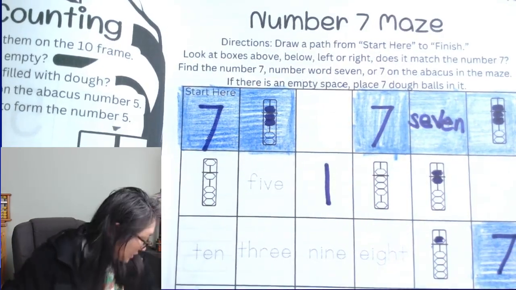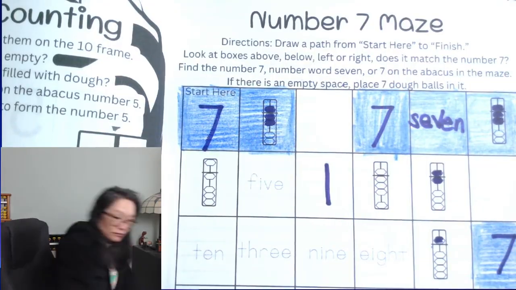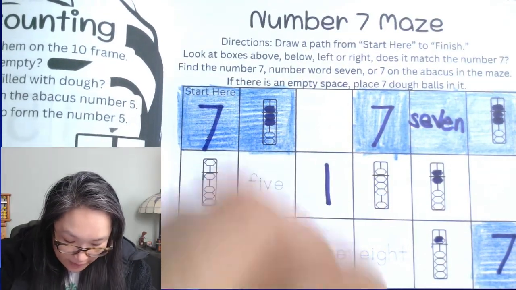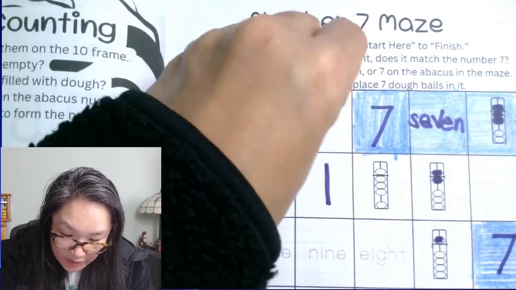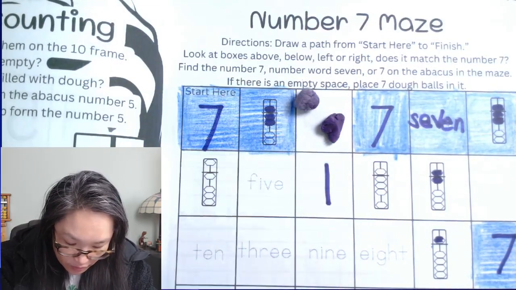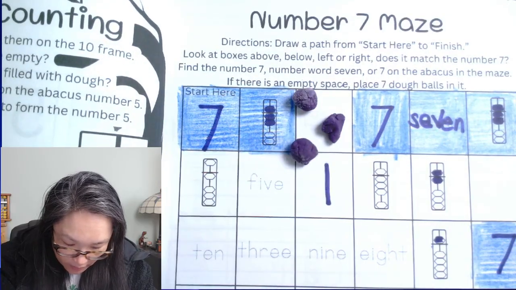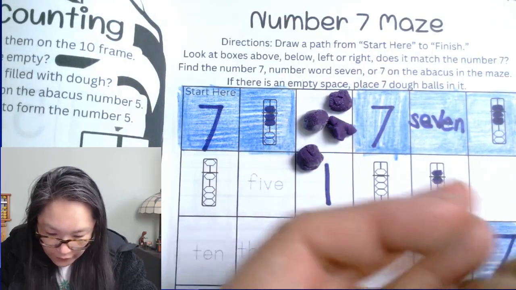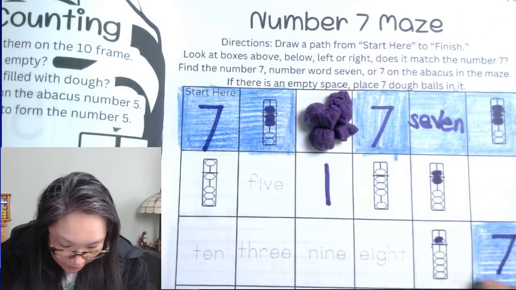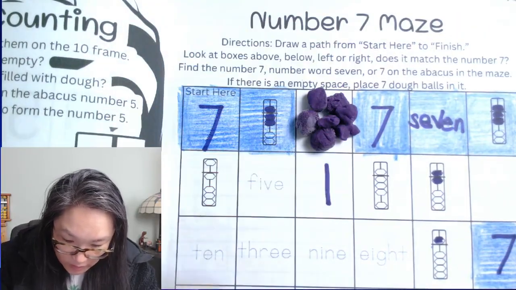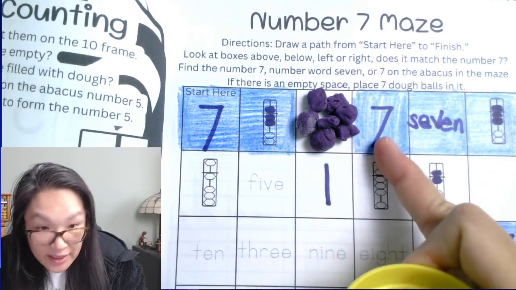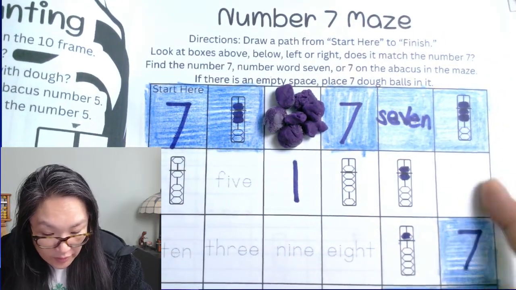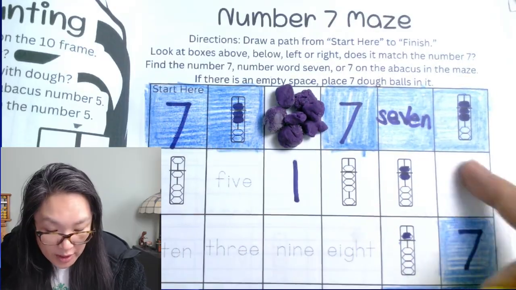And then here there's an empty spot. You have to find 7. You have to make 7 dough balls. So I'm going to make 1, 2, 3, 4, 5, 6, and you have to figure out how to get 7 dough balls into one square. And then you do it again. So it'll be 7, and then you find 7 again, and then 7. So there's another empty spot, so you have to get another set of dough balls and put it here.